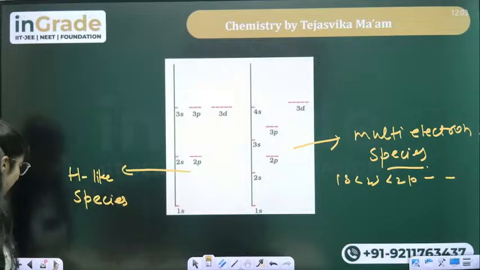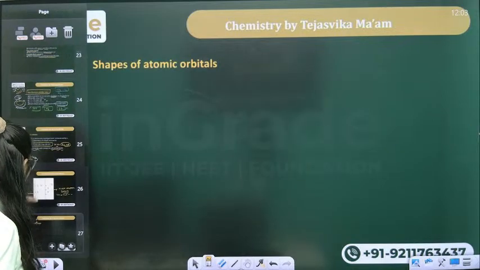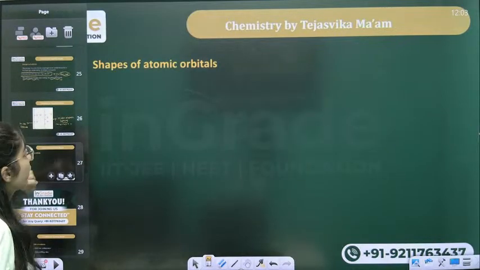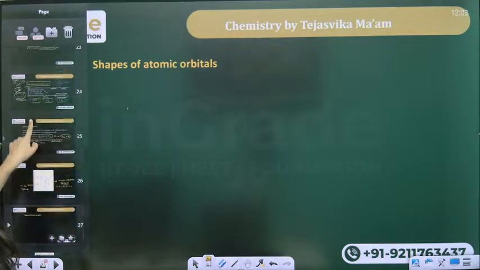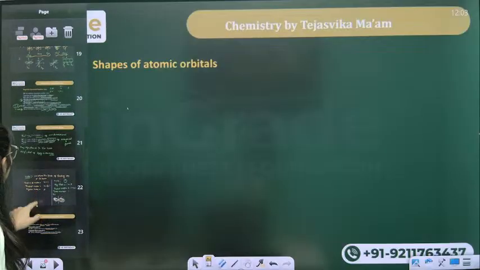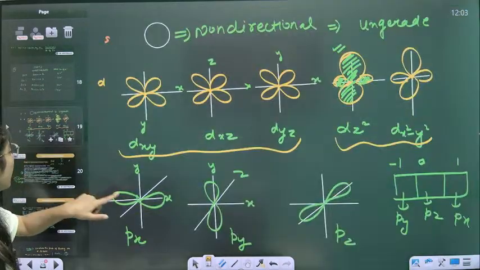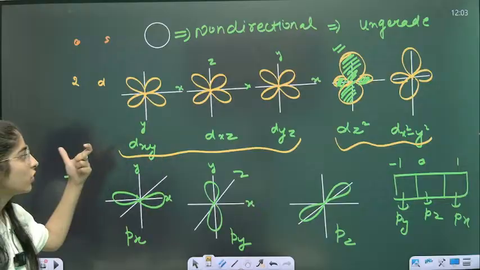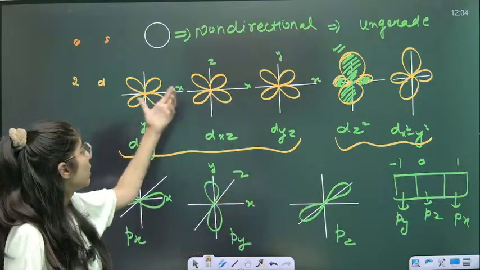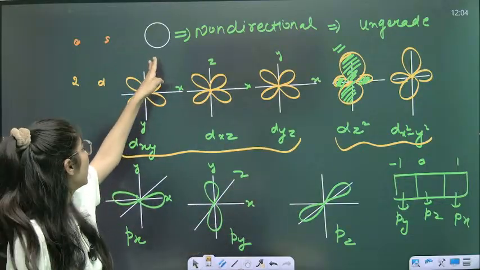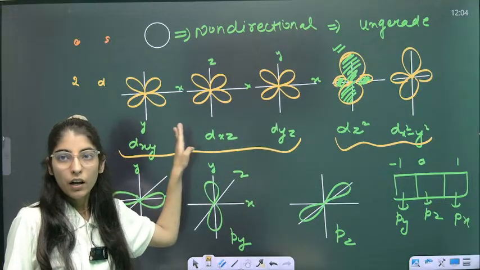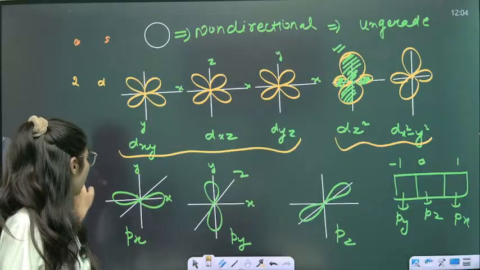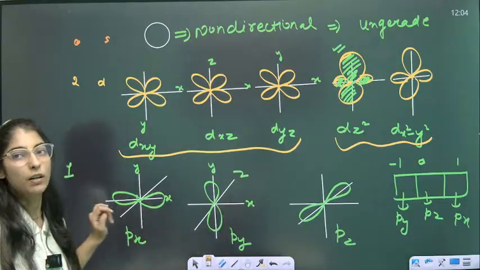So let me just conclude what we have discussed here. We have discussed the shape of orbitals also. You can see the slide number here. Okay, this is 19. We have discussed the shapes of orbitals here. This is your s shape, that is spherical. This is the shape of your d orbital, that is double dumbbell. Next is your p orbital, that is dumbbell.